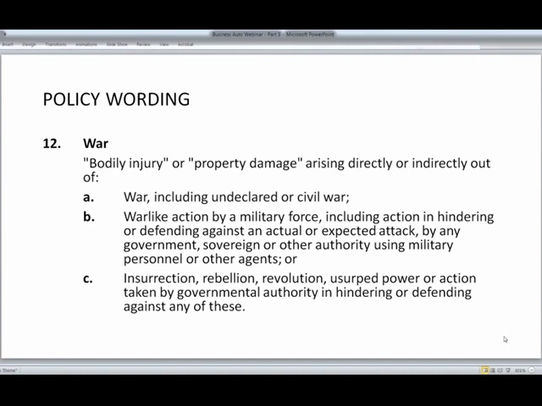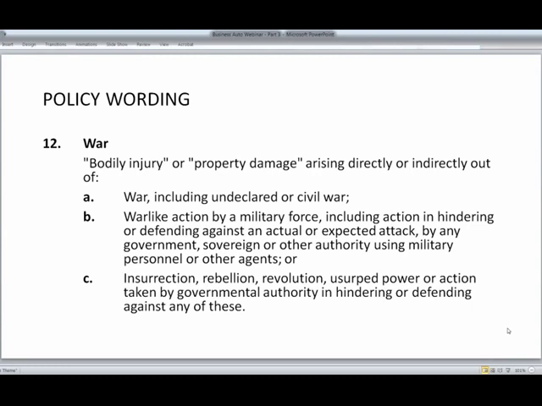Exclusion 12, we don't cover bodily injury, property damage arising out directly or indirectly out of war, including declared war, warlike actions, insurrections, and those kinds of things. We have a war exclusion in the policy mainly because of the demand of the London market, where they have a rule that says unless there is a war exclusion, we will not provide reinsurance for those particular programs. Again, war is not that big of a concern that we have here.